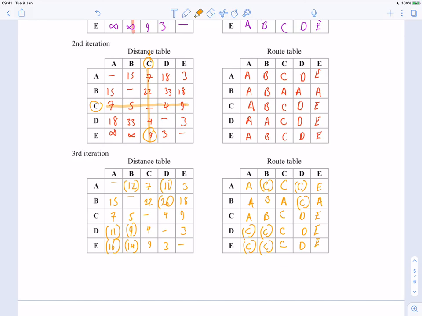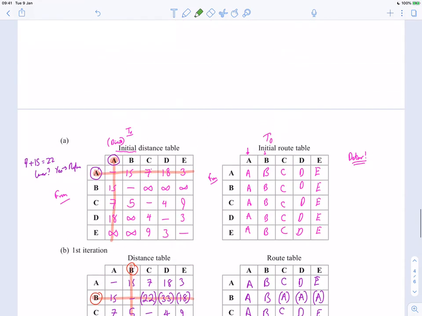And then the next thing we do is, for the fourth iteration, we do the D and the D, and then once that's all sorted, then we do the E and the E. And then once that's all sorted, the table is now done and it's now ready to be read.